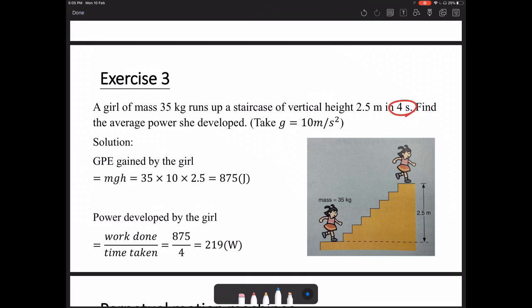So this girl runs up a staircase of vertical height 2.5 meters. Okay, as this girl goes up, she will gain gravitational potential energy. Okay, how to calculate gravitational potential energy? Gravitational potential energy gained by the girl is equal to mass times small g times height. So that would be 35 times 10 times 2.5. That is equal to 875 joule. Therefore, the power developed by the girl is equal to 875 over time taken 4. That would be 200.